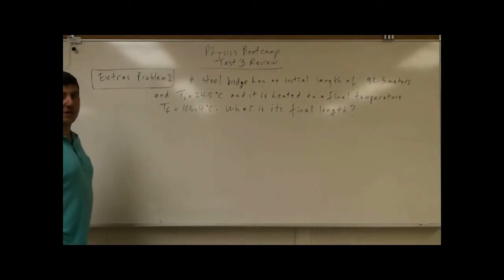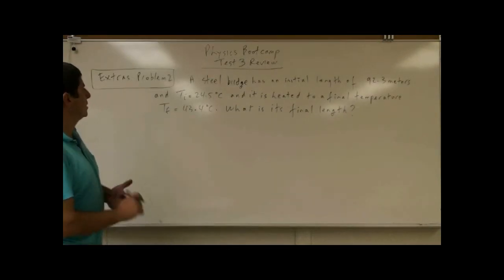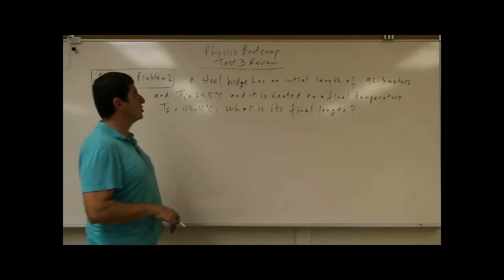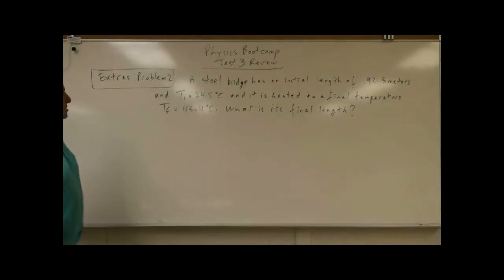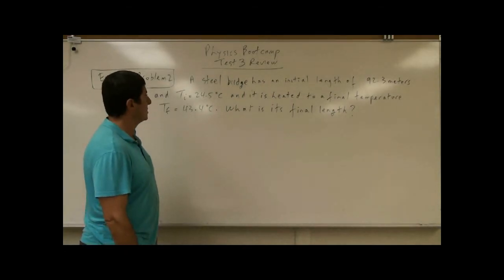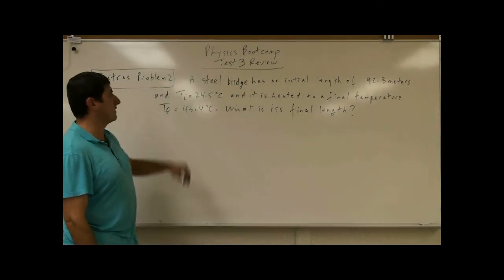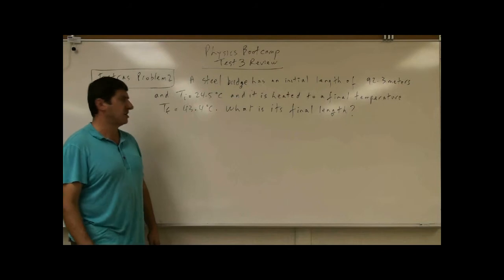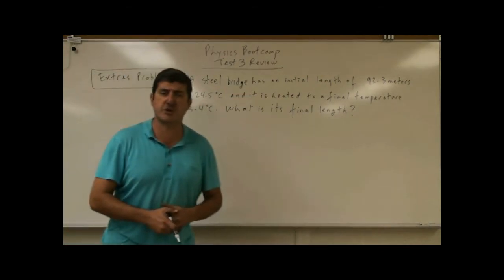Okay, so we get to our extras problem number 2. It says a steel bridge has an initial length of 92.3 meters and its initial temperature is 24.5 Celsius and it is heated to a final temperature of 43.4 Celsius. So perhaps this could have been a very, very hot day.